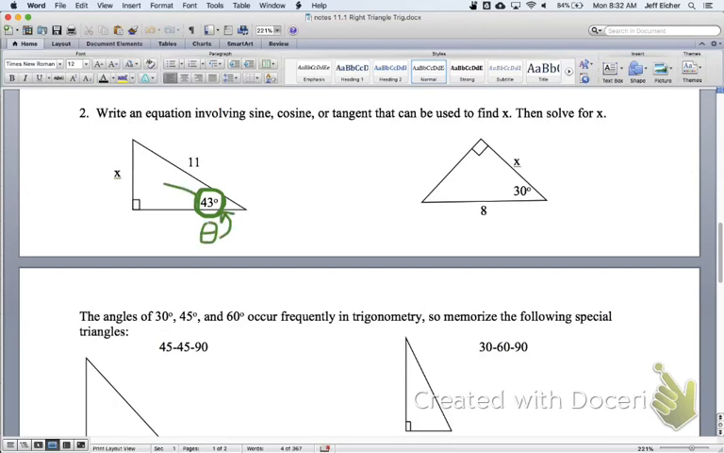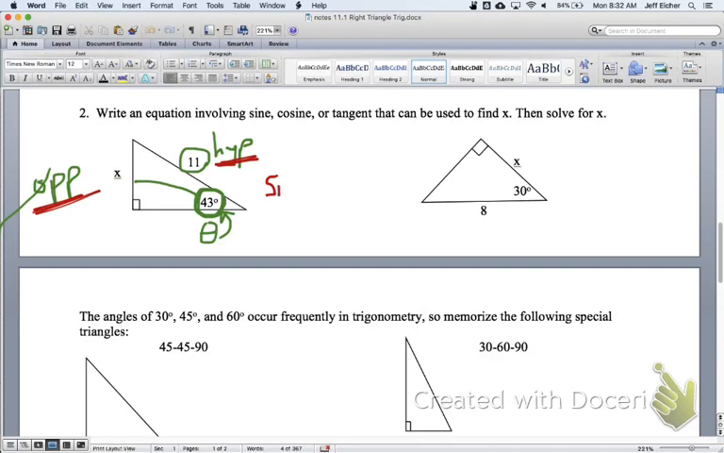Notice what we're looking for. We're looking for the side opposite that angle, so whatever trig ratio we choose, it better have opposite in it. And then also we are given 11, and that's the hypotenuse. So if you label them like this, you should be able to tell you have O, you have H, so SOH, that would be the sine ratio.